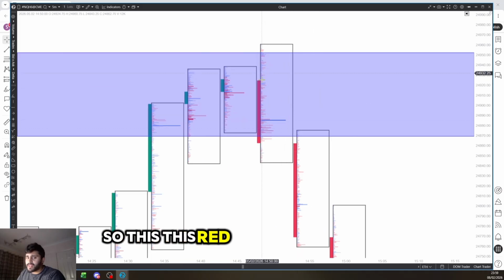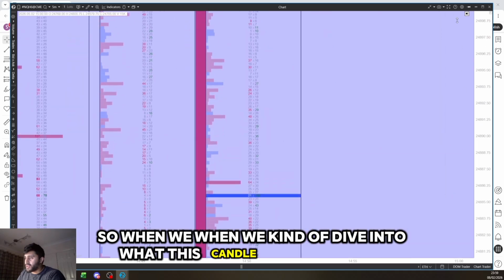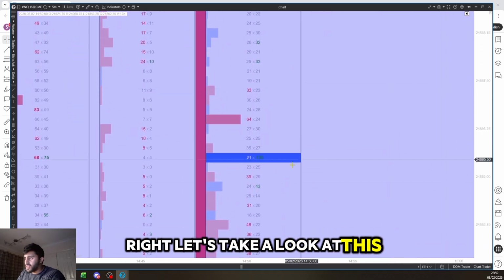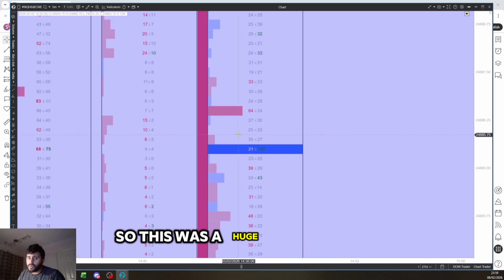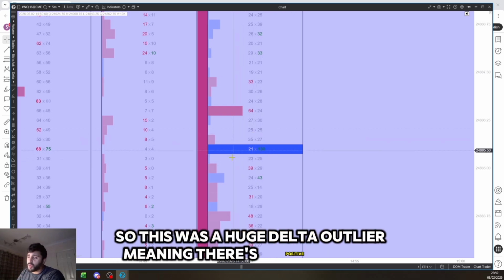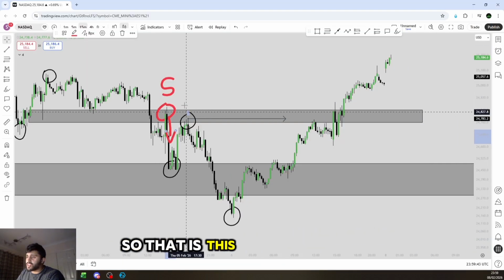This red candle here is quite interesting. When we dive into what this candle was telling us, let's take a look at this. This says 21 for 130. This was a huge delta outlier, meaning there's positive delta. There are more aggressive buyers than sellers. So that is this region over here.